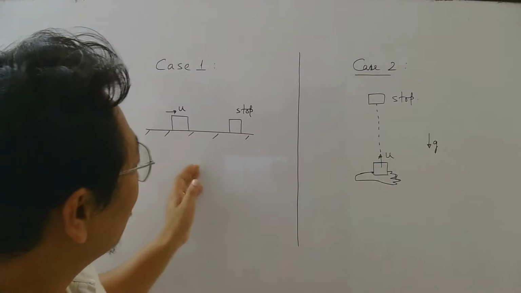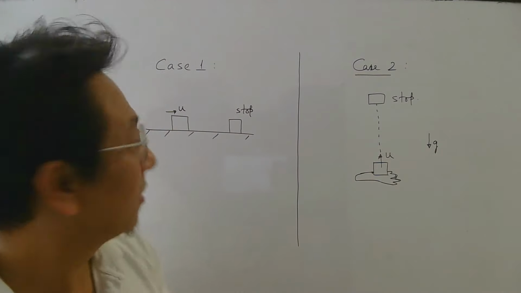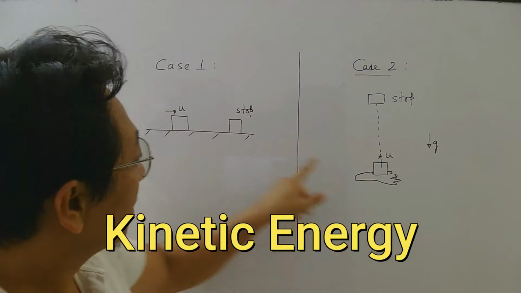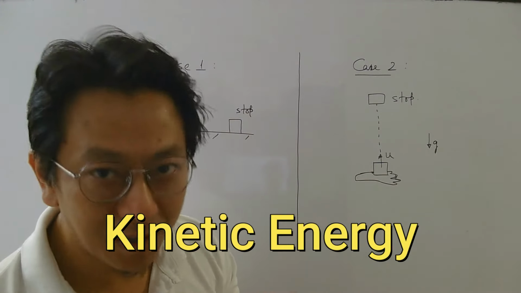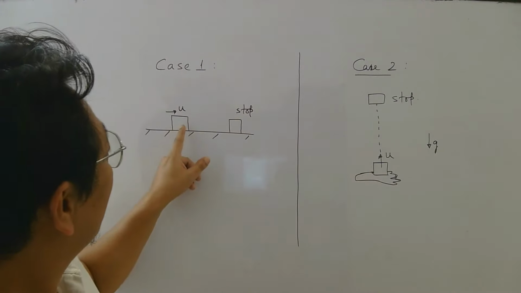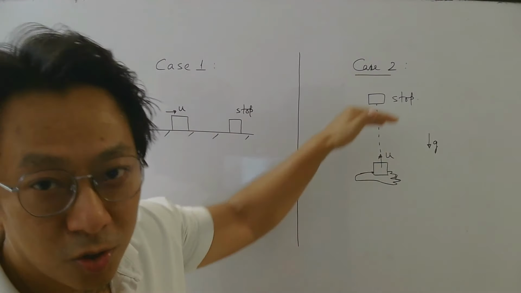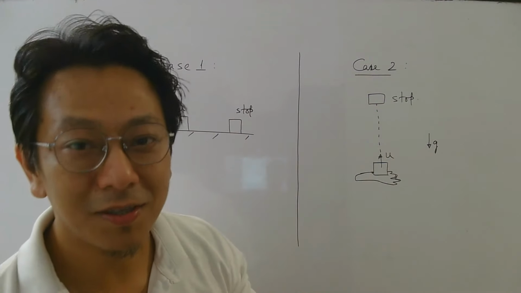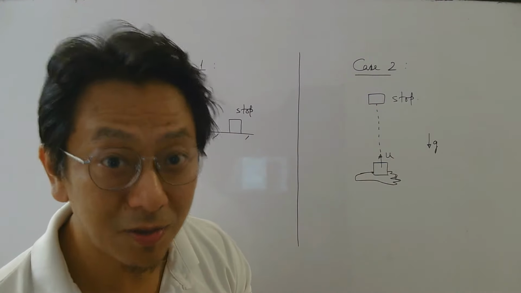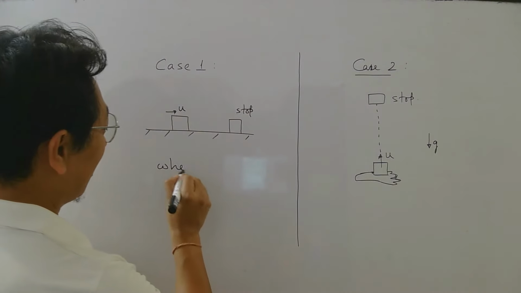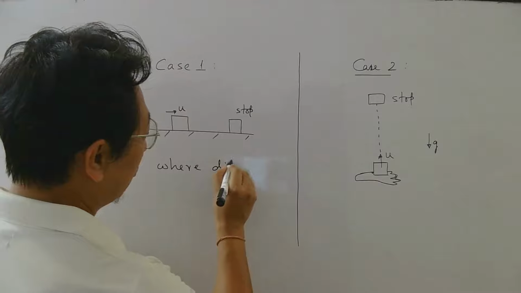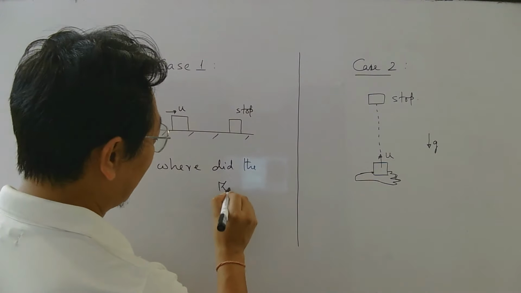Now, in both the cases, if you notice, I have given some kinetic energy, right? If you give velocity, you are giving kinetic energy. Now, in both the cases, the body stops. That means the kinetic energy becomes zero. So, the question is, where did the kinetic energy go?